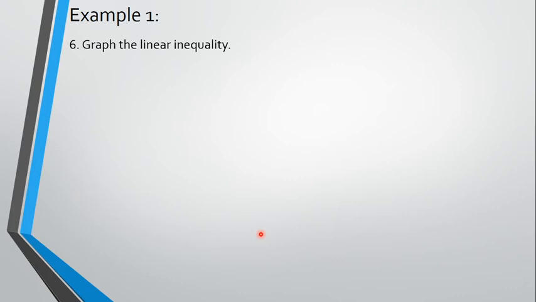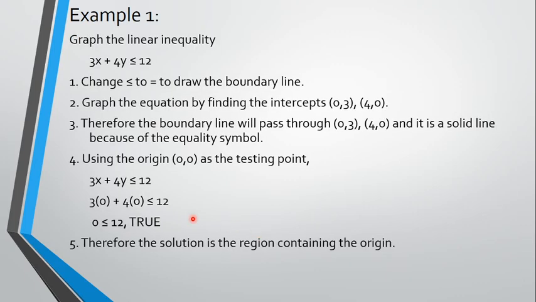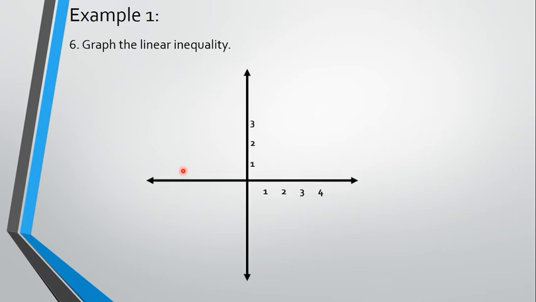Now let us see how to graph the linear inequality. So just remember this one. What we come up with is a true statement using the 0, 0 as our testing point. Now here is our graph. For the x-intercept and y-intercept, for the x-intercept we have 4 and for the y-intercept we have 3. So that is what we solved in our problem. Now let us make our boundary line.